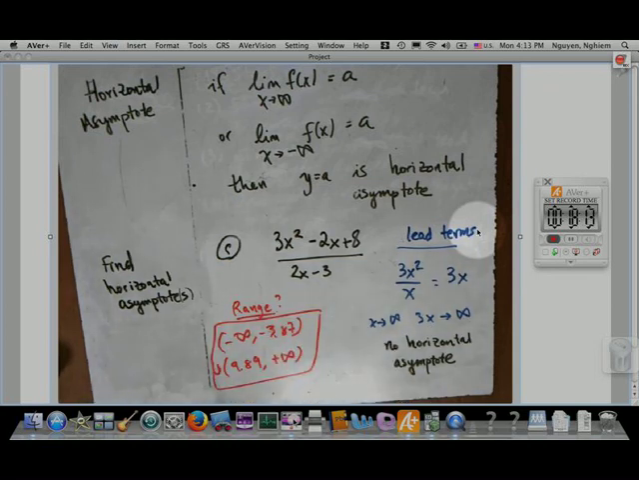And notice here, this is an example where the horizontal asymptote doesn't exist, so it's got nothing to do with the range. The range is something completely different that we need to find using the max and the min values.